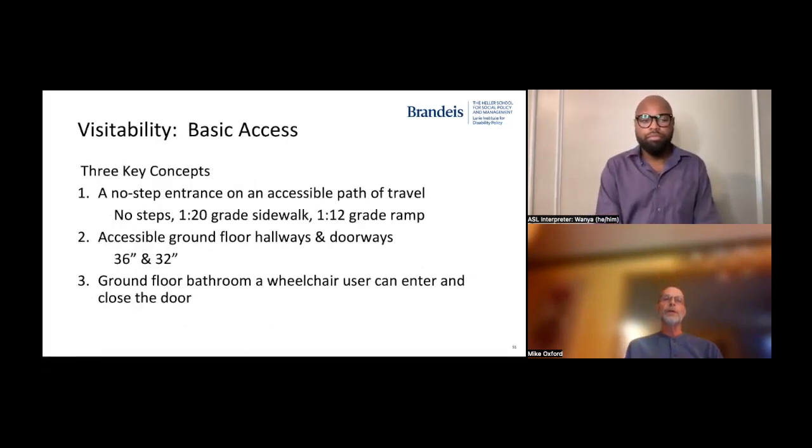So there are three key concepts here: a no-step entrance on an accessible path of travel, and it's got the grades there, 1 to 20 for a sidewalk, 1 to 12 on a ramp. Accessible ground floor hallways and doorways, i.e. 36 inches and 32 inches. And a ground floor bathroom that a wheelchair user could enter and close the door. Pretty basic access, but then we can visit each other.